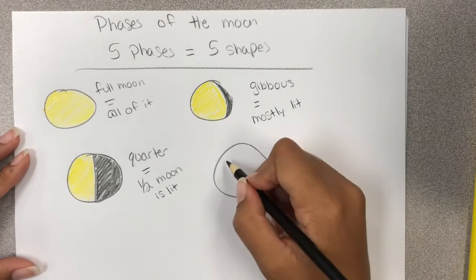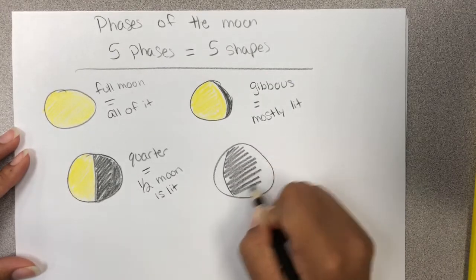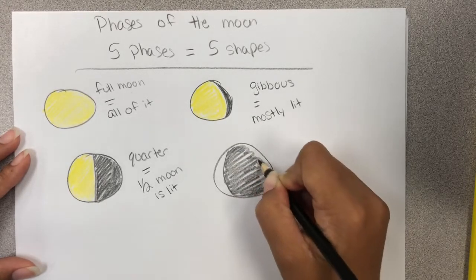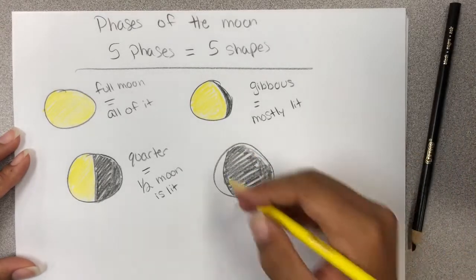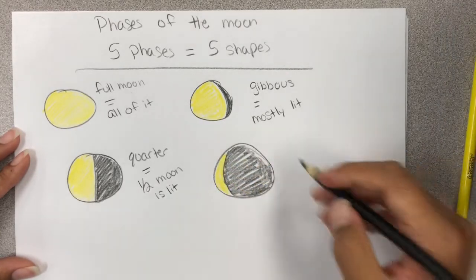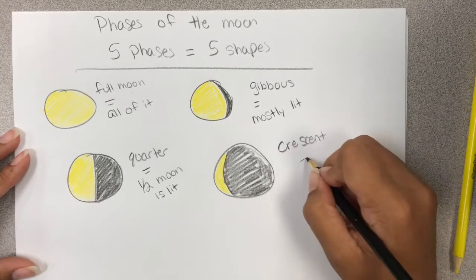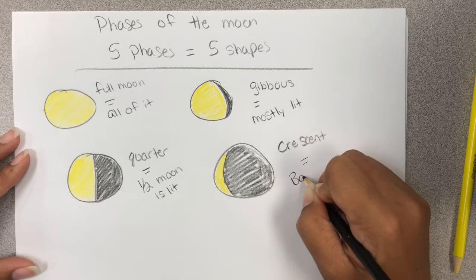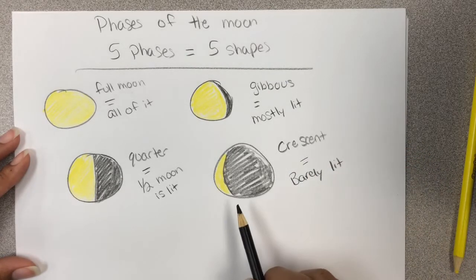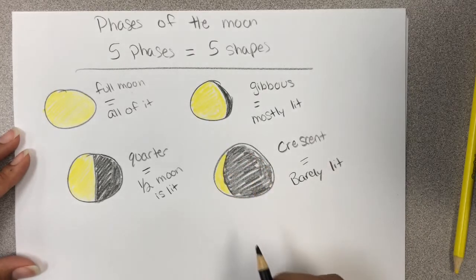The next phase, let me color this in, is when we can only see a little bit of the moon. And we call that a crescent moon. And that is when we can barely see it, or when it is barely lit. Lit as in illuminated, we can barely see it. We call that a crescent moon.